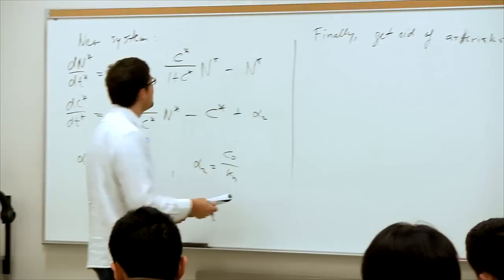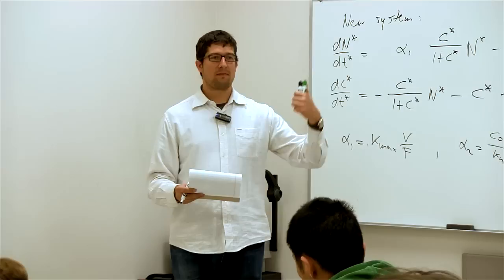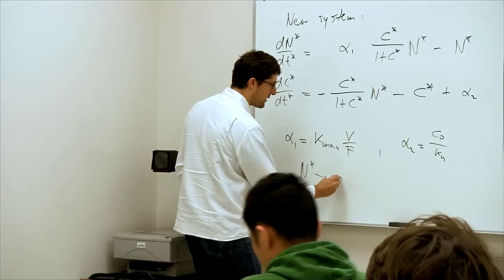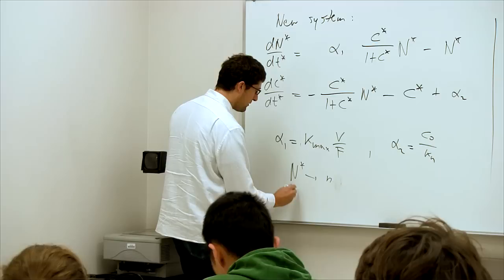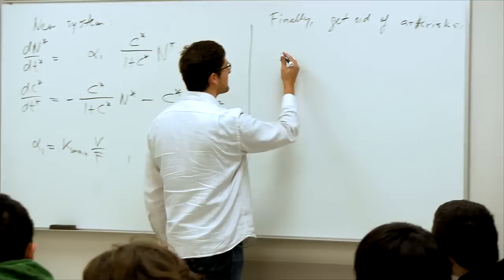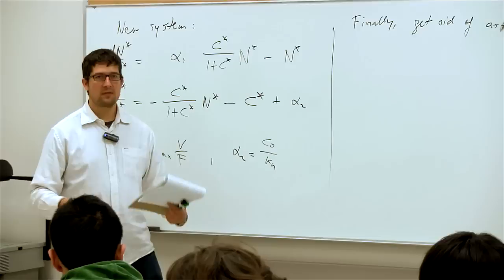This is really her notation. I wouldn't do that. For example, what I would suggest is you can write the original variables using capitalized letters. And instead of n star, you can just write little n, and instead of c star, you can write little c. But for the purposes of this analysis, because I want to keep the same notation as the book, we're just going to get rid of the asterisk and keep in mind that now we're dealing with a non-dimensionalized system.